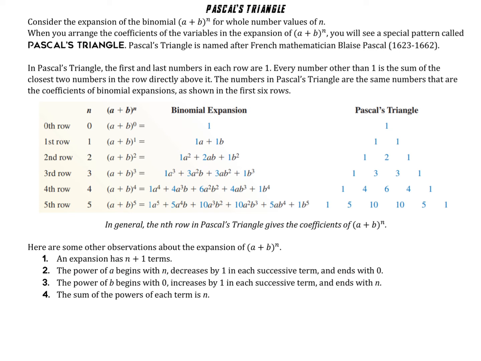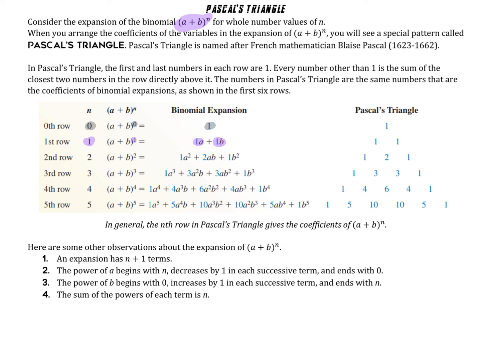Okay, so we're going to consider expanding expressions of this form. We have a binomial to the power of some whole number, n. What we're first going to do is look at the pattern that we notice when this happens. If n is 0, then we just get a plus b to the power of 0. Anything to the power of 0 is 1. If it's to the first power, then we get a plus b to the first power, which is just going to be 1a plus 1b.